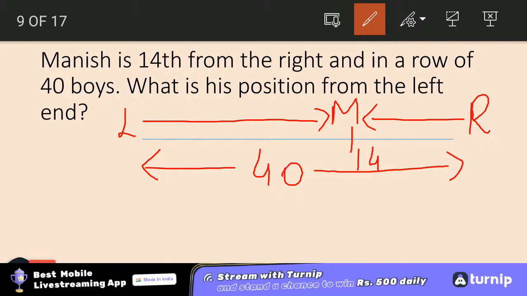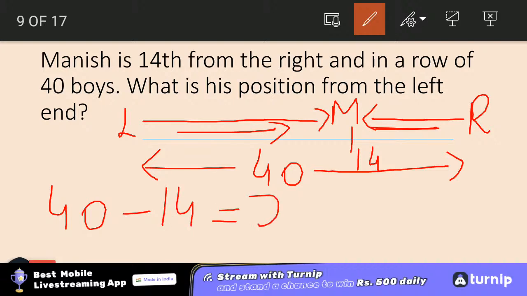See students, total students are 40. Now they are not asking you to find out the total students. You already have the total students, and they are asking for Manish's position from the left side if you know it from the right side. So see, what we will do: total students are 40 and if we subtract the right side position we will get the left side. So 40 minus 14 would give us what? 26. So there are 26 students standing before Manish.